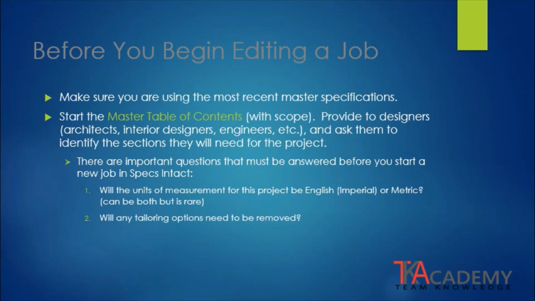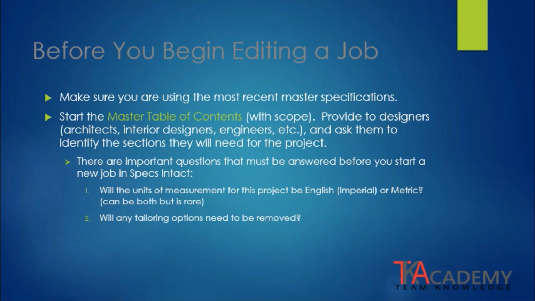The first step is to populate your job by adding the appropriate individual sections that are applicable to the project. A good place to start is with the master table of contents with the scope included. Provide this to the designers who are involved with the project and ask for their input to identify all the sections that they think they will be needing for the project. Once you receive this input from the design team, you can begin adding these sections into your SI Explorer.